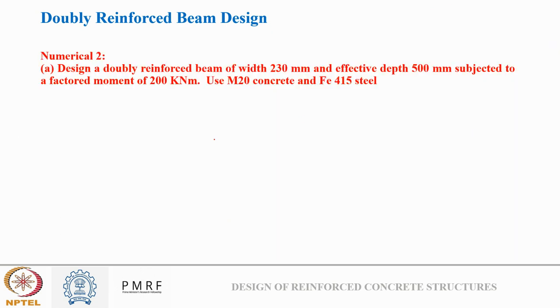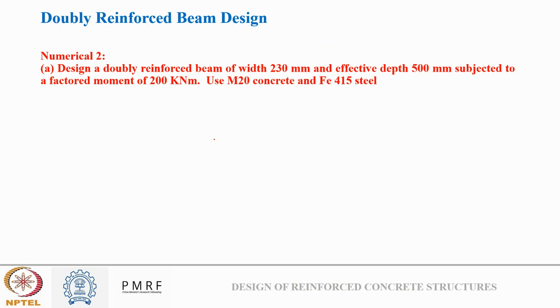So let's see one numerical. What this numerical is asking: design a doubly reinforced beam of width 230 mm and effective depth of 500 mm subjected to a factored moment of 200 kilonewton meter. Use M20 concrete and Fe415 steel. So I will give you a couple of minutes to try this question out on your own.